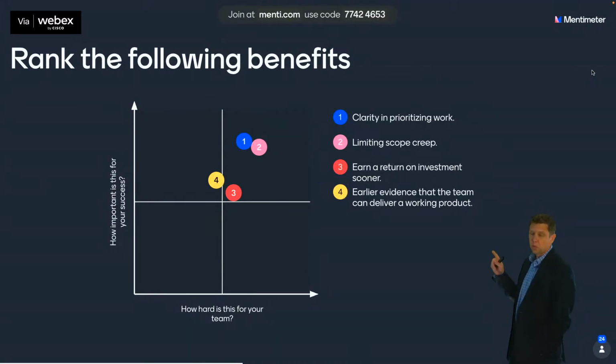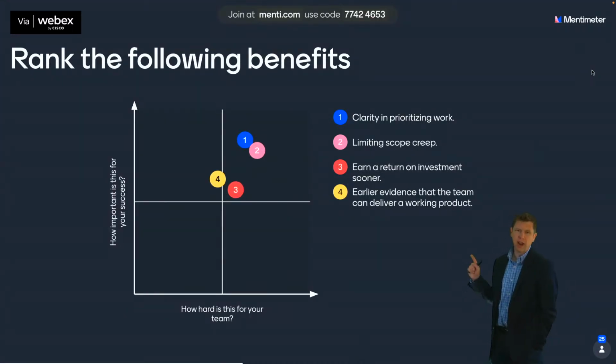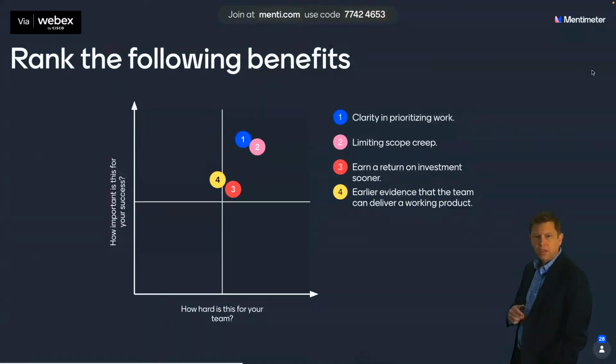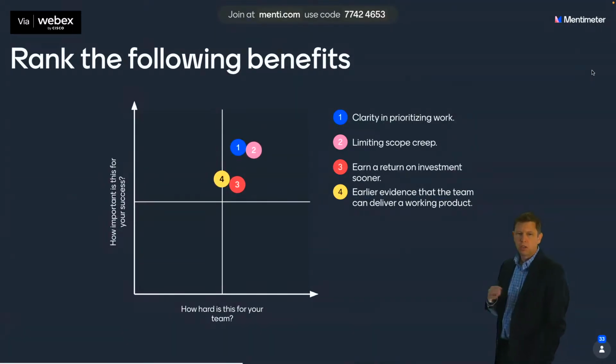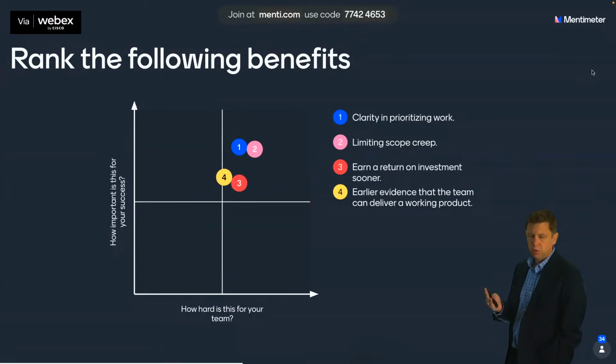Cool. This is the reason I really like Mentimeter, because you can do these graphs. The other tools I have don't let me do that, so I like to pull these out every once in a while. So it looks like we've got more spread in the up and down, right? So we're saying clarity and prioritizing work is still the most important thing to people, which it was earlier.